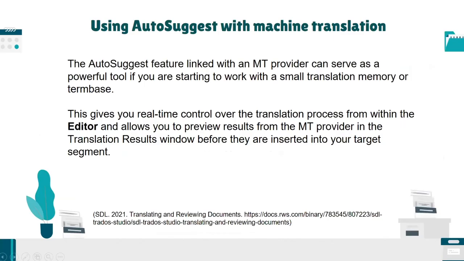We can also use the auto-suggest dictionary. It is a feature linked with a machine translation provider. It can serve as a very powerful tool if we start to work with a small translation memory or term base, because it will give us real-time control over the translation process from within the editor and allow us to preview results from the machine translation provider in the translation results window before they are inserted into our target segment.